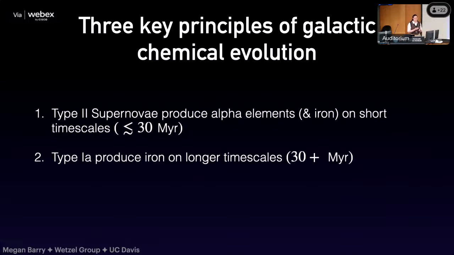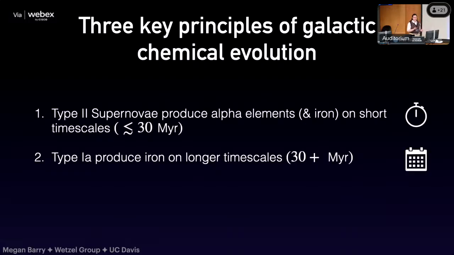Second is that type 1a supernovae produce iron on longer time scales. So these events require white dwarfs; those take time to form. So not only is there a delay in when they turn on, but they also continue to occur basically indefinitely after star formation begins, because white dwarfs can continue to form for long periods of time.